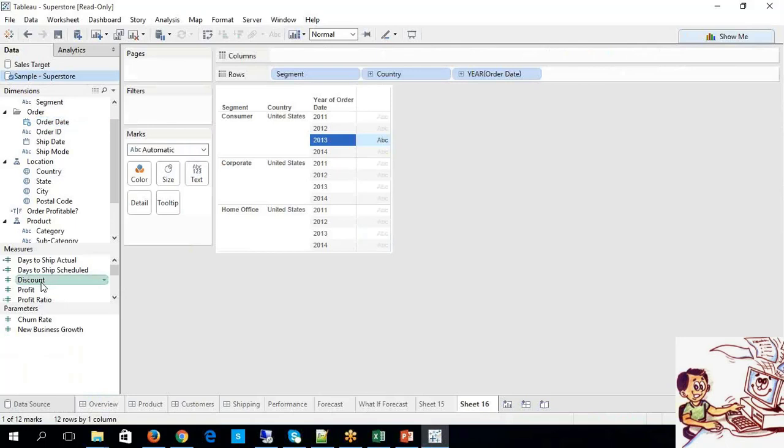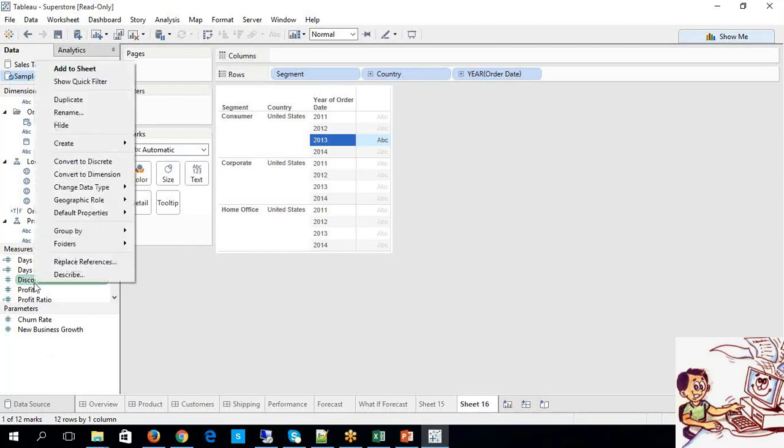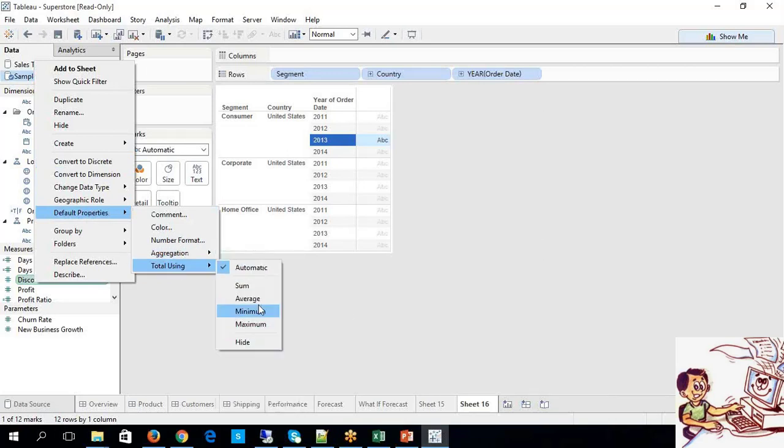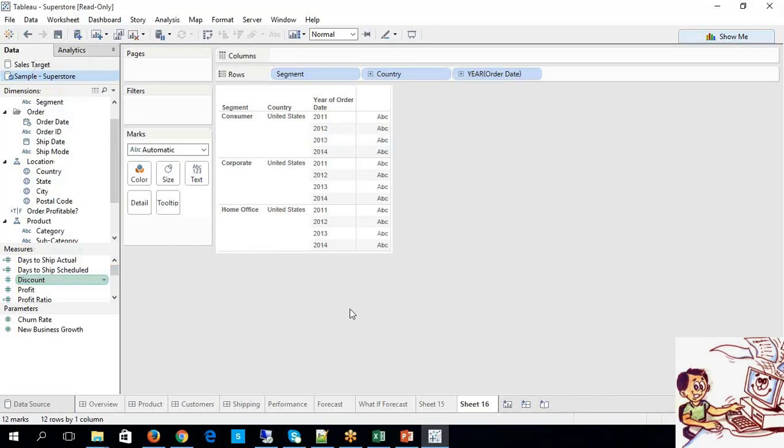And wherever you see this hash symbol, that indicates measures, measurable elements. Okay guys, these measures will have some properties like continuous values, discrete values, all those things, and default properties, aggregations and everything. I am going to touch base on them from tomorrow onwards.